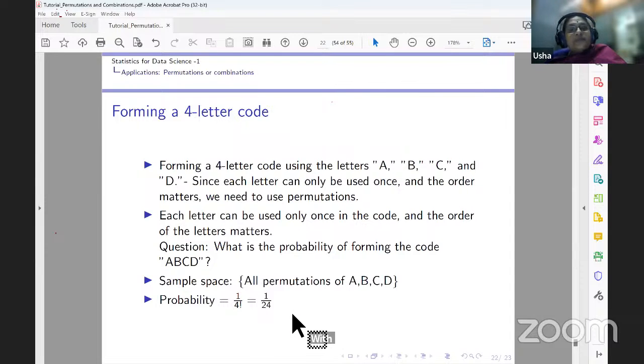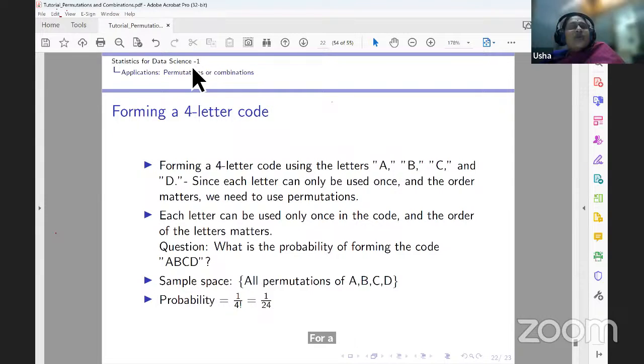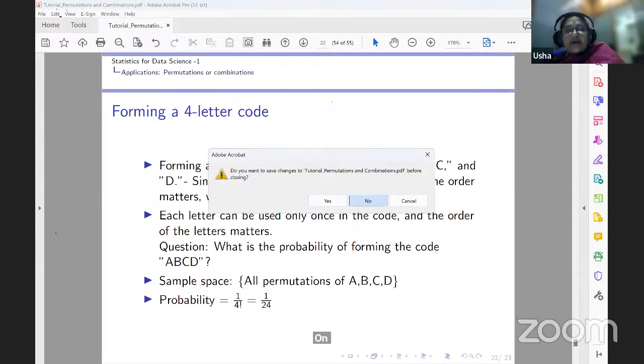Is it clear? What is the chance of forming the code A, B, C, D? It is 1 by 24. What is the chance of you cracking it? It can be about 1 by 24. Right. So I'm just going over to the probability part.